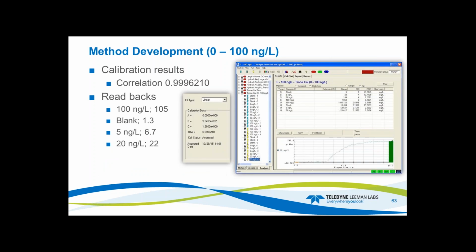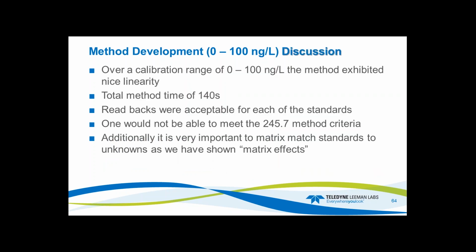Calibration results, 396210. That's not bad. That's okay for this type of concentration. My readbacks, 100 nanogram per liter was 105. The blank was 1.3. The 5 came in at 6.7, and the 20 was at 22. And I think that's acceptable.